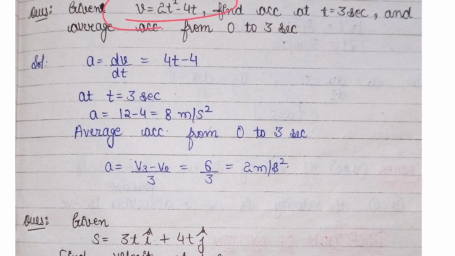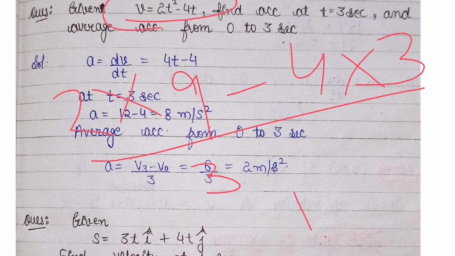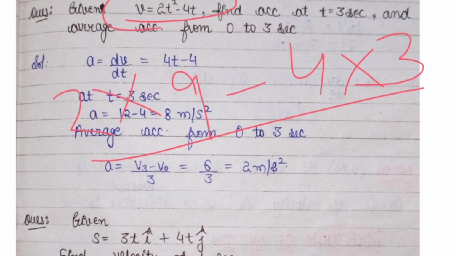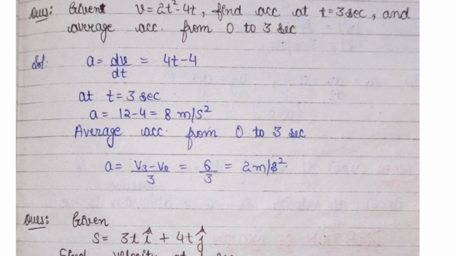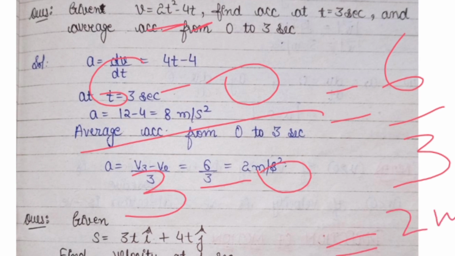Put 3 in this equation. v equals 2t square minus 4t. Okay, this will be equal to 2 cross 3 square, which is 9, minus 4 cross 3, upon 3. Okay, time 3 seconds. 2 nines are 18 minus 4 into 3, 12, upon 3. This will be equal to 6 upon 3. Now, this is written over here. Velocity, when we put t equals 0 second, this will be 0. 6 minus 0, time is already 0 second. So I have written directly 6 upon 3. This will be equal to 2 meter per second square.